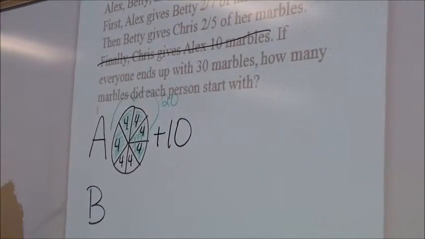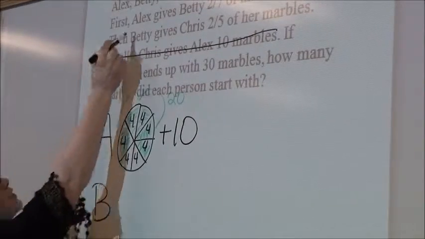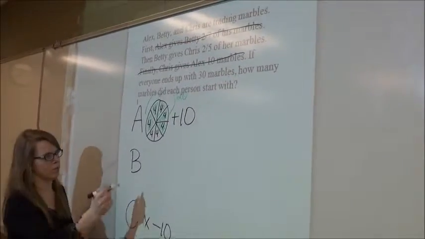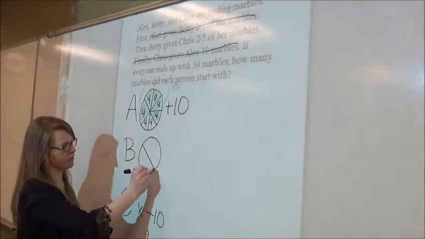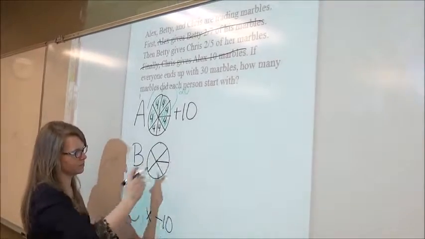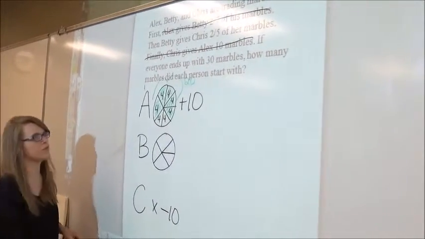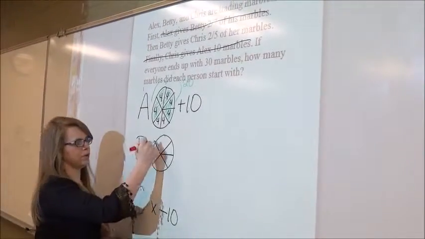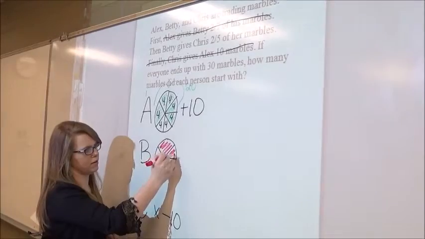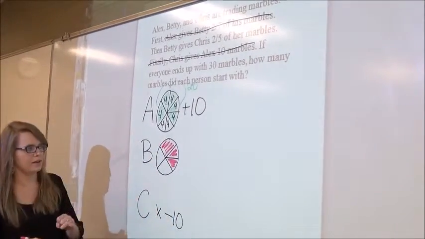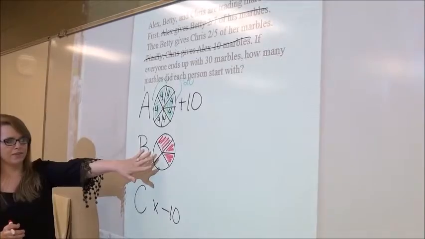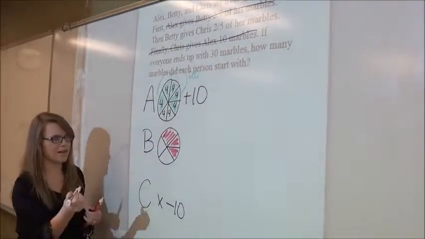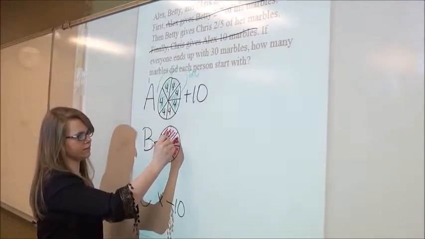Okay. Now, Betty, well, let's cross Alex's line off. So Betty gives Chris 2/5 of her marbles. So let's draw a pie for that. So if she gives away 2/5, we know that she has to keep 3/5. We're going to represent that amount in red. Alright, if that's all she has left at the end, we know that each piece has to be 10 because it has to equal 30.